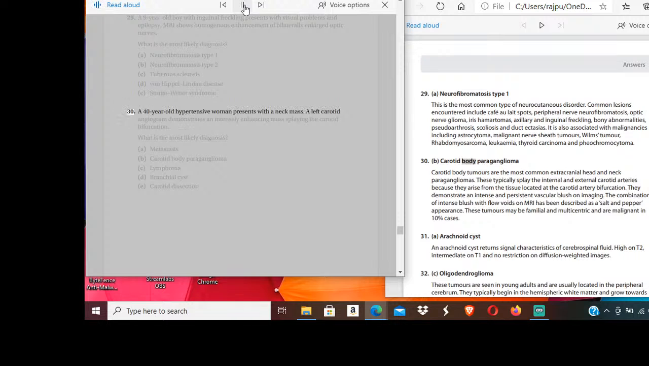Syndrome. 30. A 40-year-old hypertensive woman presents with a neck mass. A left carotid angiogram demonstrates an intensely enhancing mass splaying the carotid bifurcation. What is the most likely diagnosis? A. Metastasis. B. Carotid body paraganglioma. C. Lymphoma. D. Branchial cyst. E. Carotid dissection.